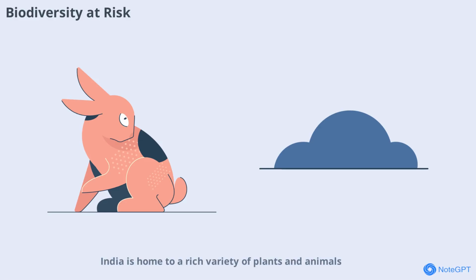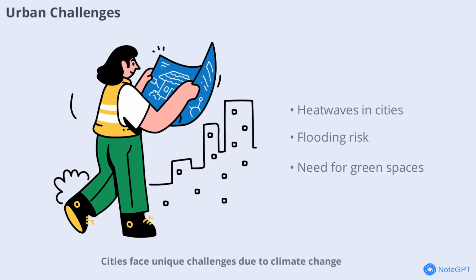India is home to a rich variety of plants and animals, but climate change threatens this biodiversity. Changes in temperature and rainfall can disrupt habitats, leading to the loss of species. Forests, wetlands, and coastal areas are especially vulnerable. Conservation efforts such as protecting wildlife reserves and restoring ecosystems are crucial for preserving biodiversity in the face of climate change.